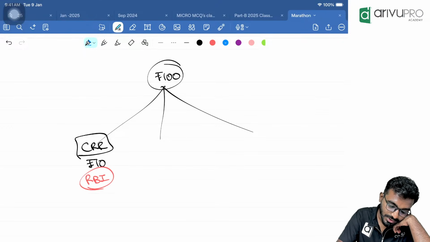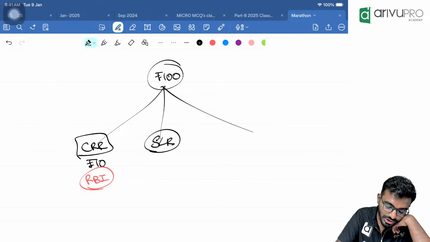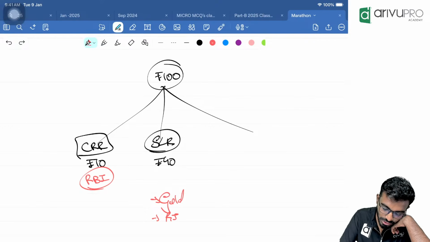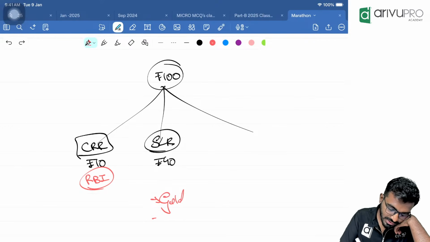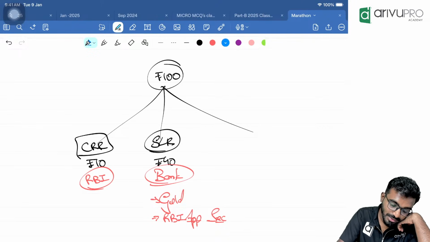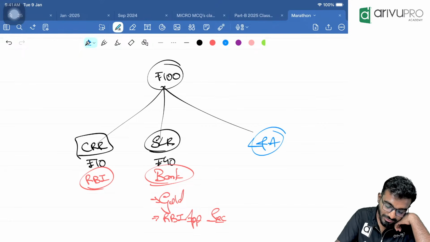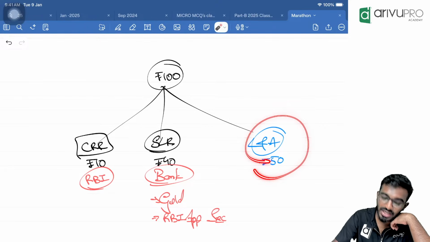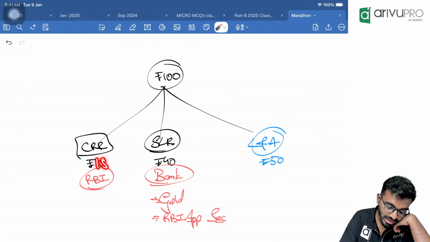The second concept is SLR, statutory liquidity ratio. Assume some 40 rupees. They have to maintain it in the form of gold or RBI approved securities, liquid money for their day-to-day operations, that is usually government securities. The bank has to keep this with themselves. This is called SLR. The remaining money can be utilized to give loans and advances, in this scenario another 50 rupees. If RBI doesn't want more loans given, they will say, earlier you were keeping 10 rupees, now come and keep 15 rupees.